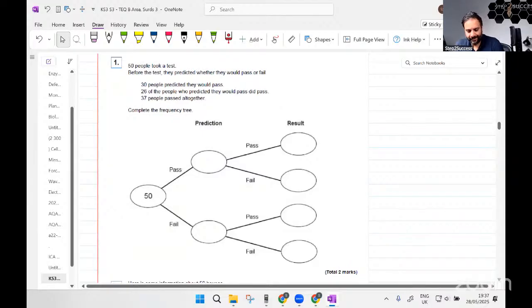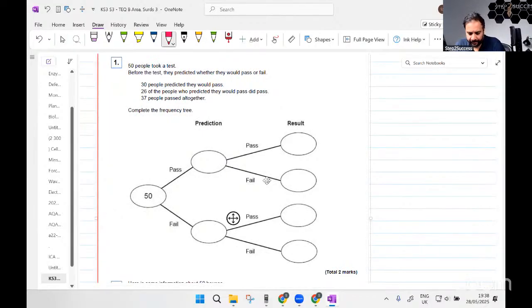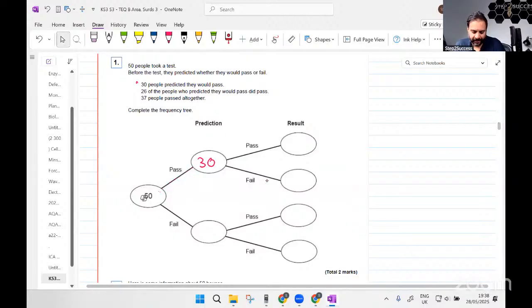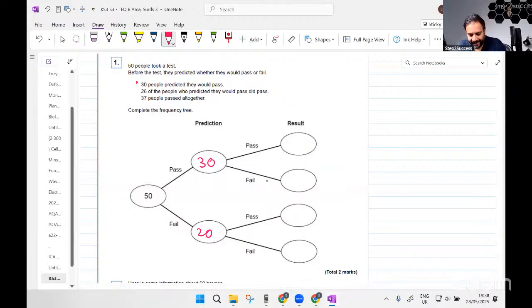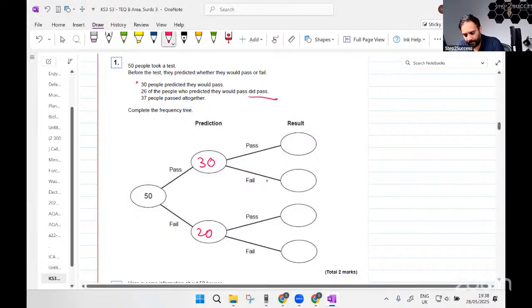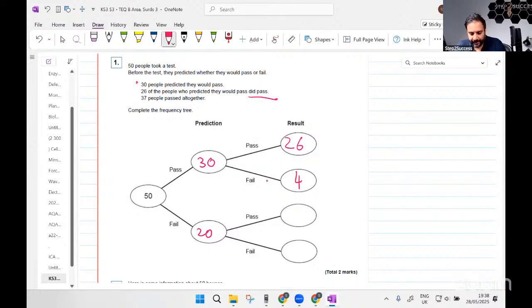50 people took a test. Before the test, they predicted whether they would pass or fail. 30 people predicted they would pass. I'm going to put a 30 there because that's the people who predicted they would pass. Now, out of those 50, surely the other 20 therefore predicted they would fail. So these numbers all add up. 26 of the people who predicted they would pass did pass. So of these 30 people, 26 people did pass, which means 4 of them failed.